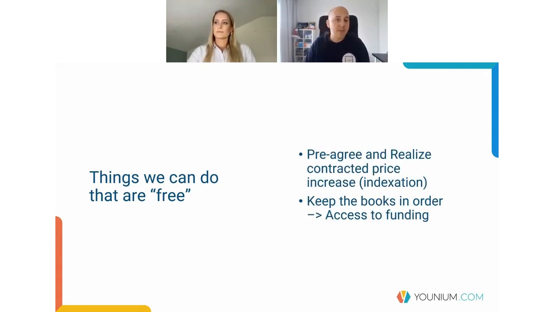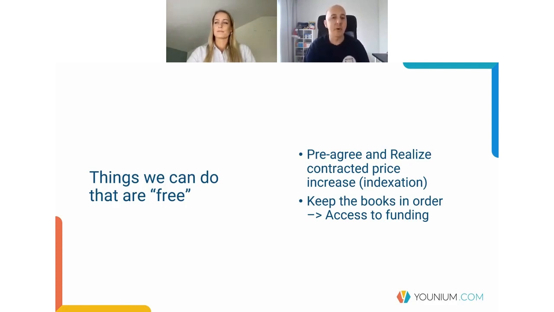Pre-agree, small thing, but really important, and realize the contracted price increases. I speak to many companies that do not do indexation because it is too cumbersome. Not our customers, hopefully, but others that do. So make sure that when you send a first contract proposal, there's something about indexation. We do according to the CPI index, or we have an indexation of 5%, or your value-based pricing works like this.